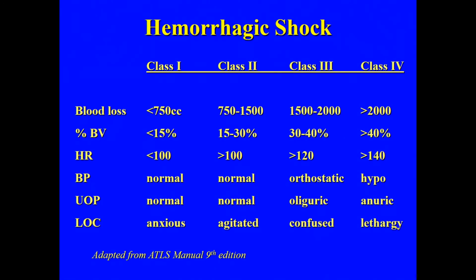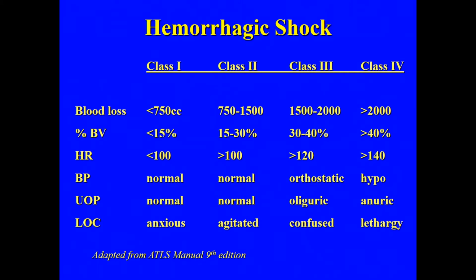Hemorrhagic shock may be classified into 4 levels of severity. The scheme shown here is adapted from the American College of Surgeons Manual on Advanced Trauma Life Support in the 9th edition. The least severe form of shock, or class 1, shown here, is associated with less than 15% loss of circulating blood volume, and in a normal adult, this consists of about 750 cc's or less of shed blood.